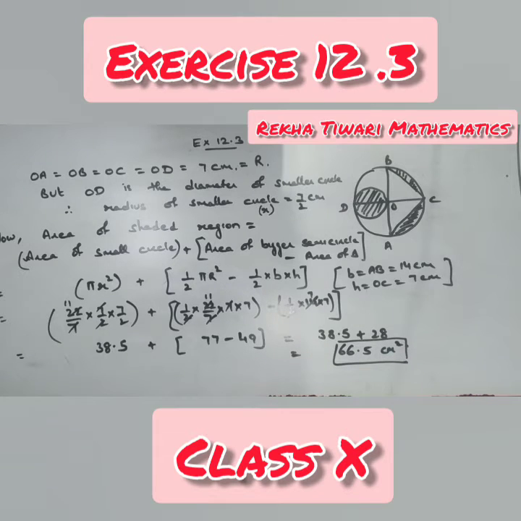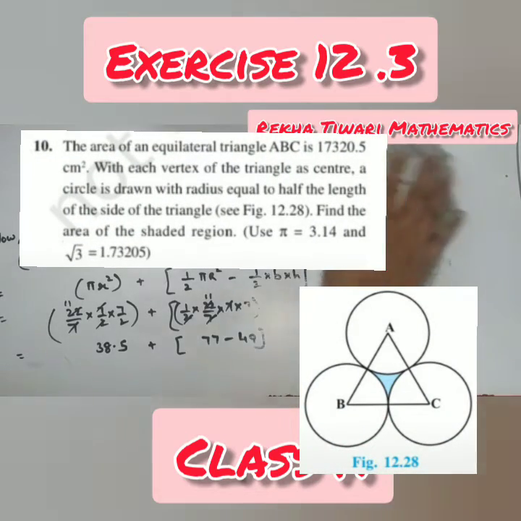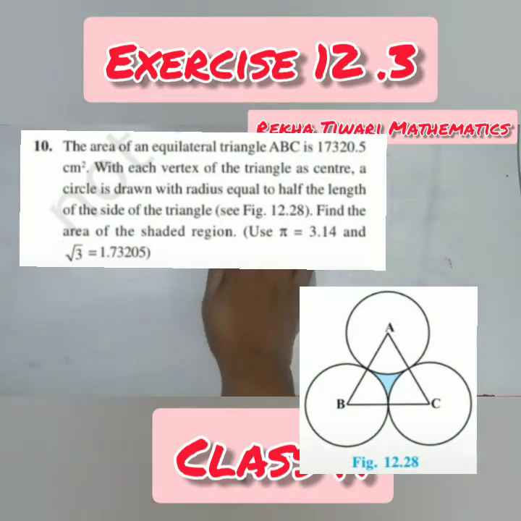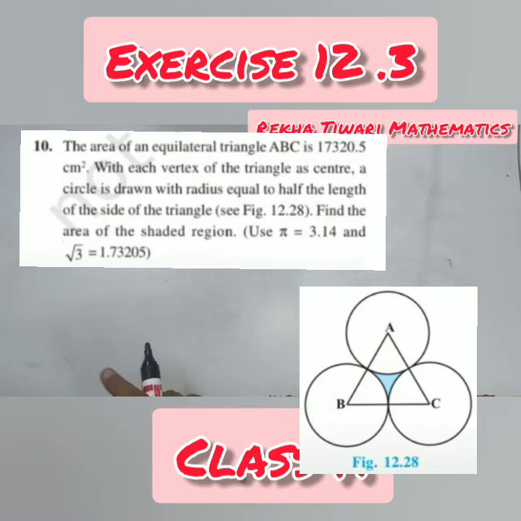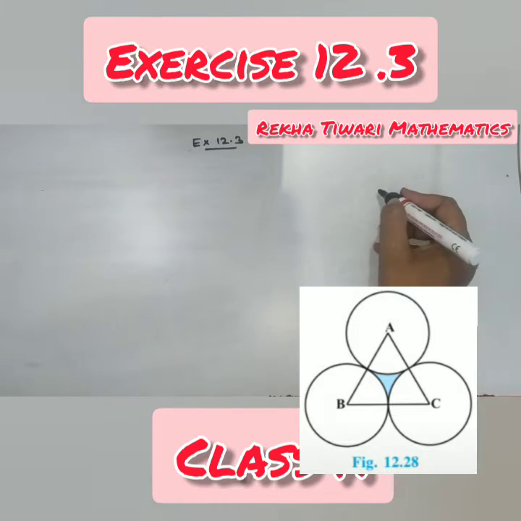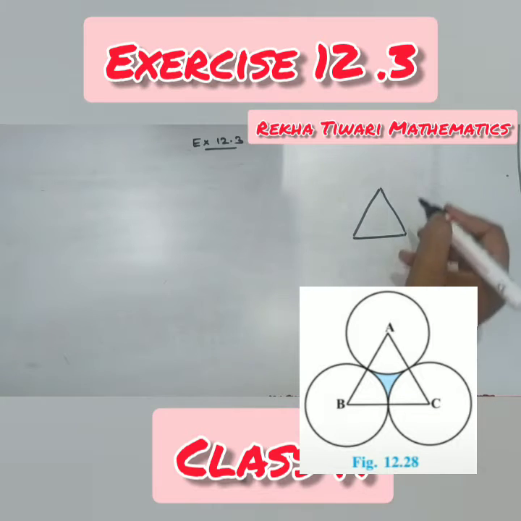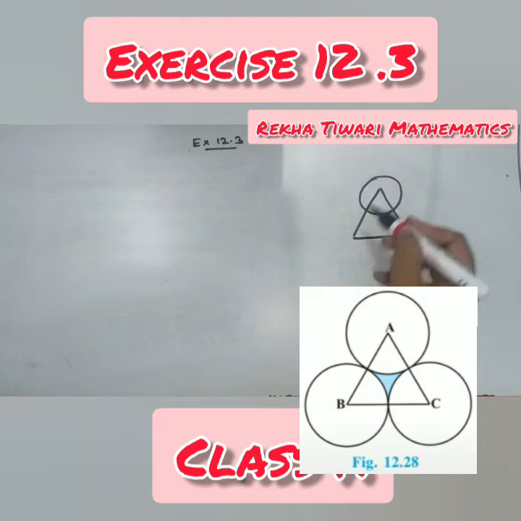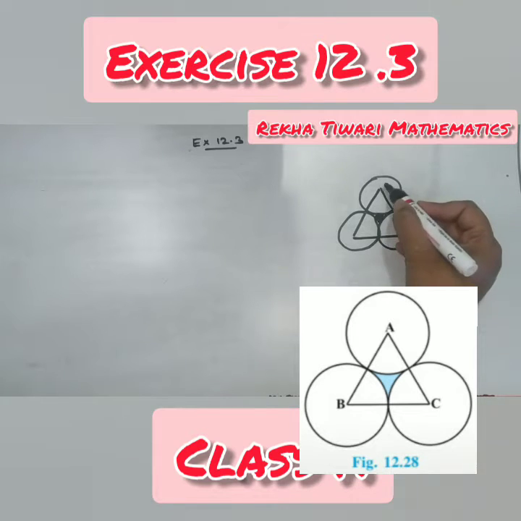Move to question number 10. The area of equilateral triangle ABC is 17,320.5 centimeter square. With each vertex of the triangle as center, a circle is drawn with radius equal to half the length of the side of the triangle. Find the area of the shaded region. Pi is given, root 3 value is given to you. A triangle is given to you, and in this triangle with each vertex 3 circles are drawn touching each other, and you have to find the area of the shaded region. That means this region. The triangle is ABC.